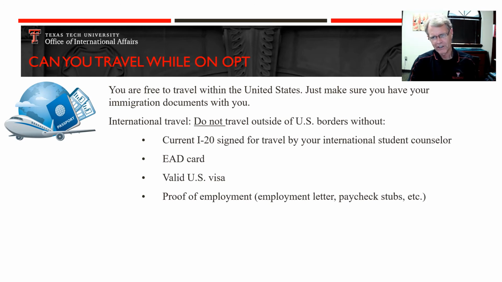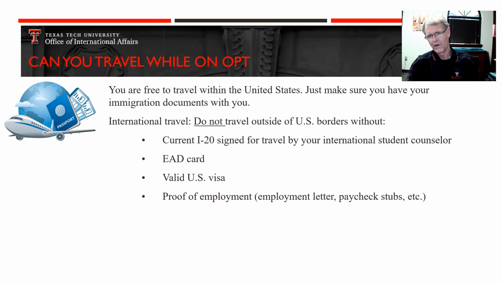International travel is a little bit more concerning. You should not travel outside the US without the following documents. You will need a current I-20 signed for travel by your international student counselor. That's called a re-entry signature. You will need the EAD already. You need that in hand if you're going to leave the US. You wouldn't want to leave until you had your employment authorization document in hand. And then you also need a valid visa stamp in your passport to re-enter.